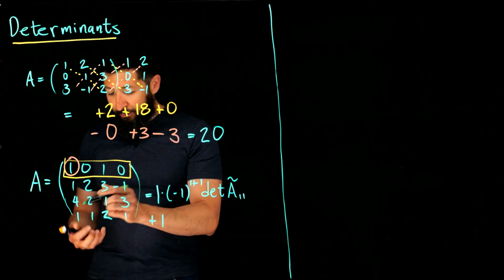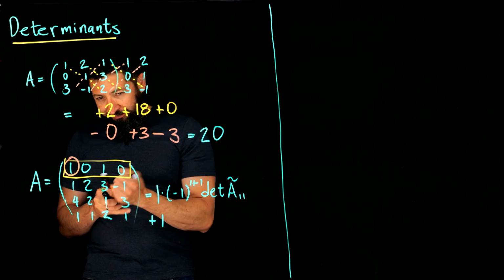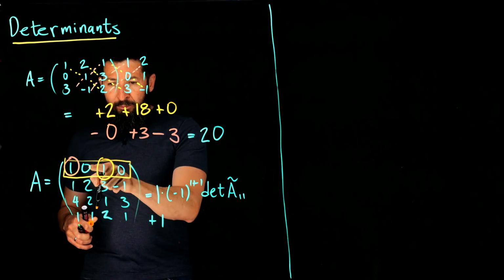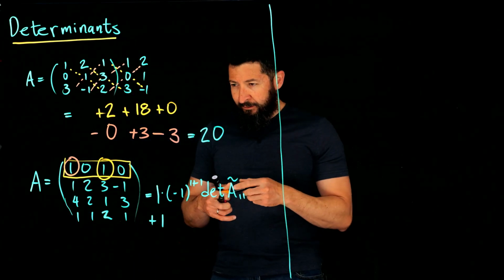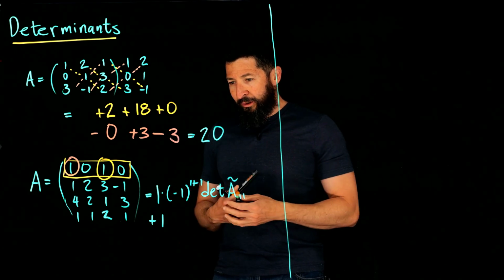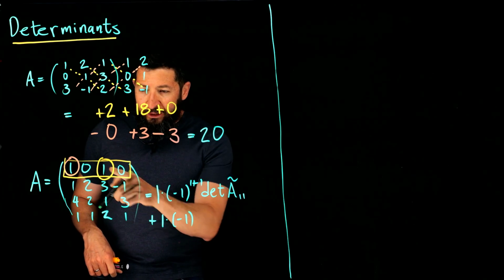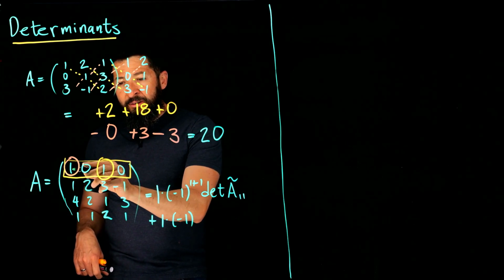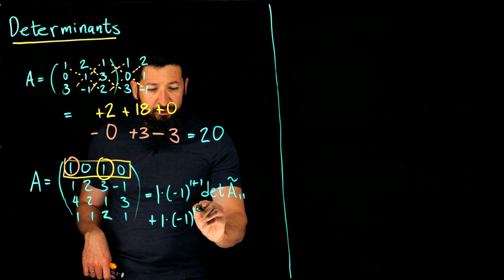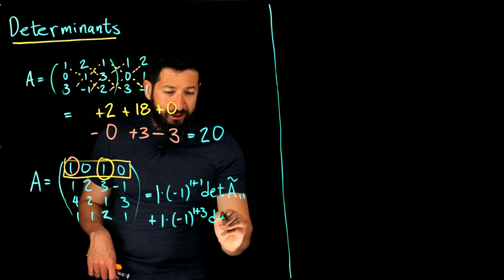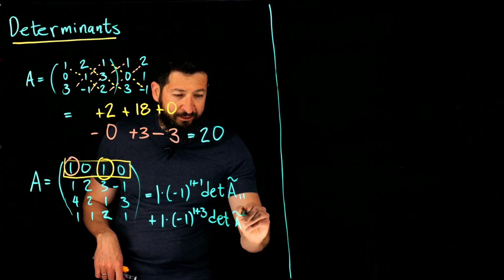Plus 1, so I'm going to grab this other one. I completely ignore the zeros just because they don't add anything at the end. So I'm going to do negative 1 to the power of, what entry am I in? I'm in the entry 1, 3, so 1 plus 3. Determinant of the matrix A tilde 1, 3.